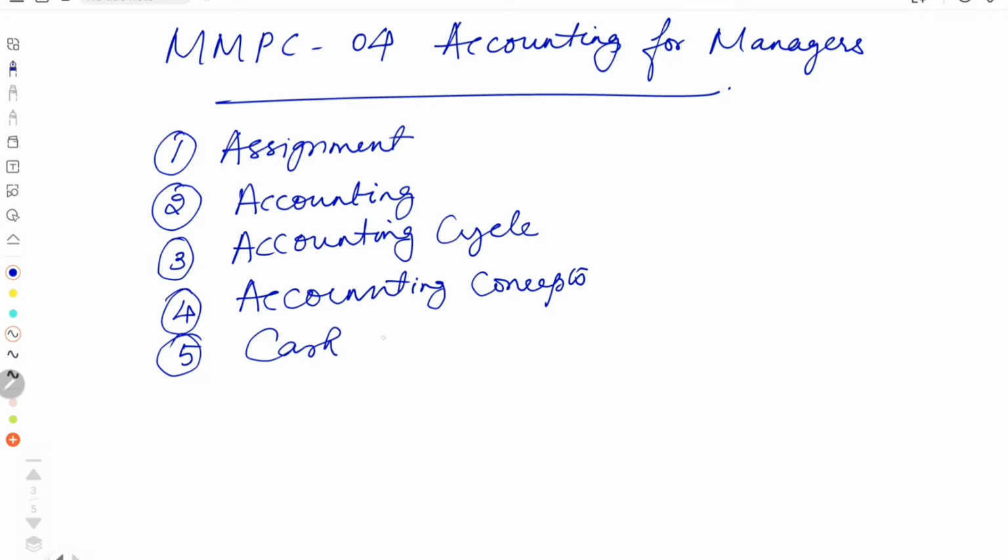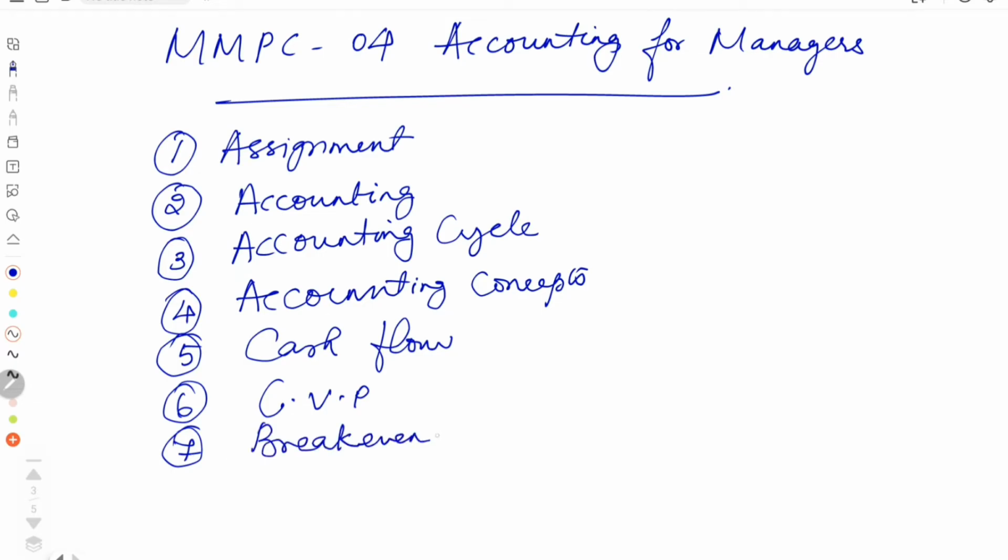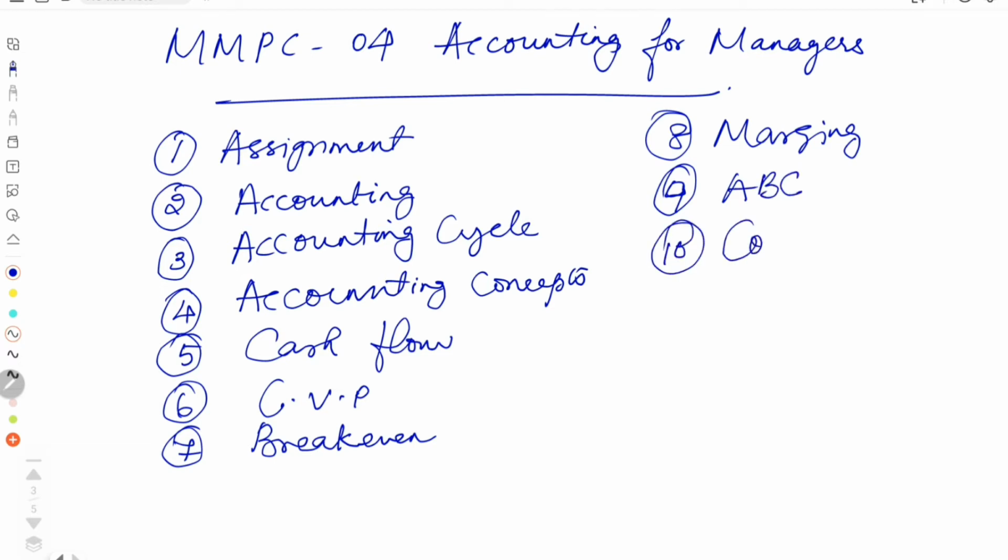Then cash flow statements, what is cost volume profit analysis, what is break even analysis, then what is marginal costing, what is activity based costing, what are the different components of costing and cost accounting. Then forensic accounting, that is like the fraud triangle. Why is forensic accounting important? What are the concepts, the components, or the different types or applications of forensic accounting? Such questions could come up.